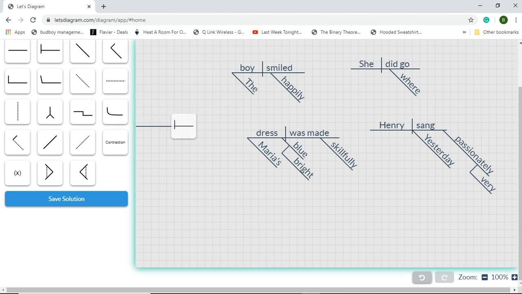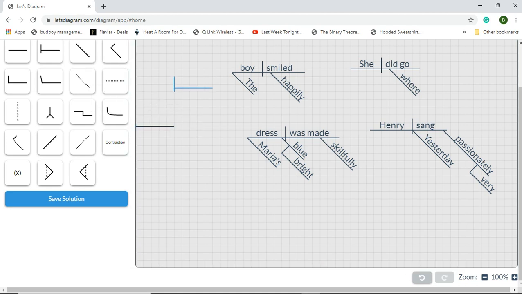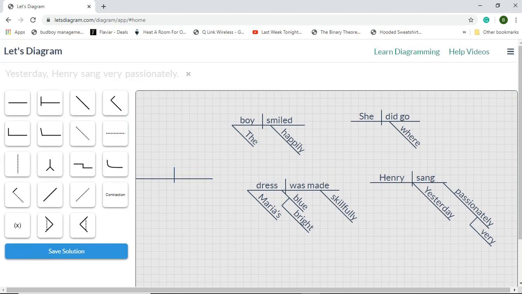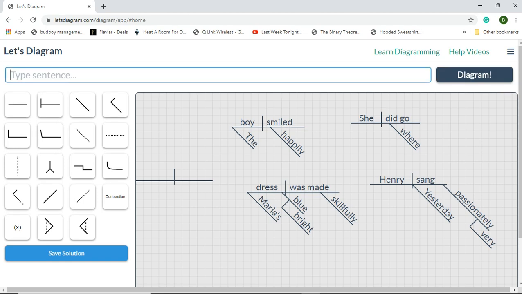So for number 5 for your homework, the sentence is, rather sad clowns frowned. Period. 5 rather sad clowns frowned.